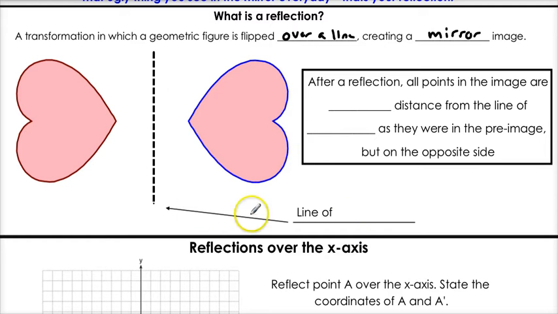Now this line has a special name. This is called the line of symmetry. Why is it called that? Well, if you look here, everything is symmetrical on this line, meaning it looks the same on both sides. This side looks the same as this side.